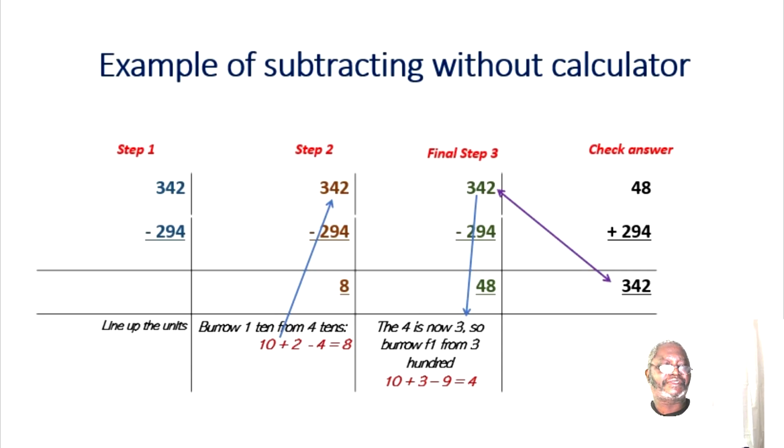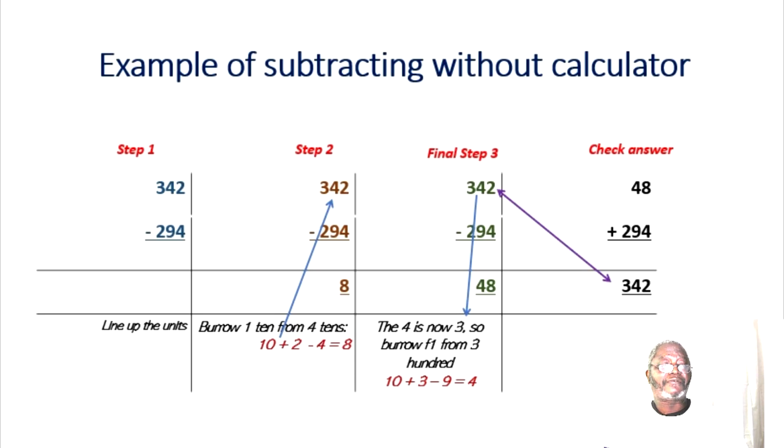Okay, let's look at this example. You have to subtract 294 from 342. In other words, 342 minus 294. Remember to put the bigger number at the top, the smaller number at the bottom. And then units under units, tens under tens, hundreds under hundreds.